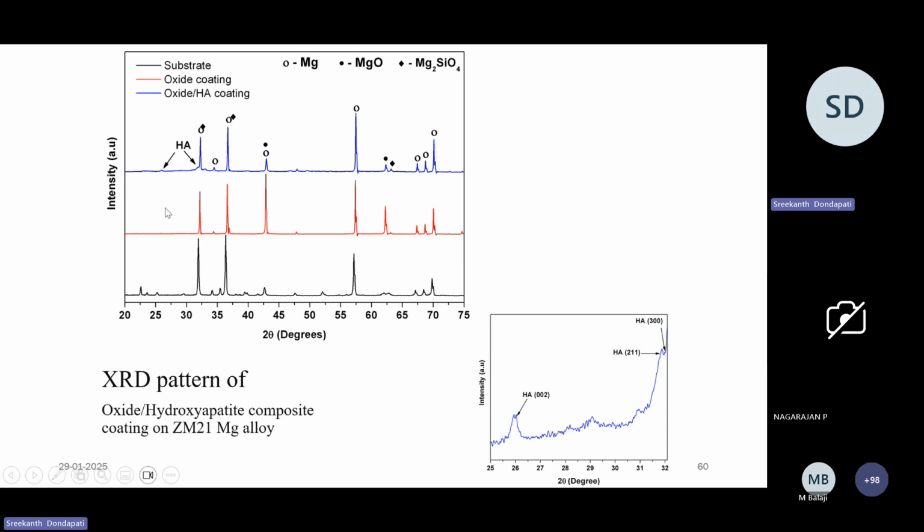After doing this experiment, I checked the XRD, and we found very clearly, you can see in the inset here, an HA peak. So that means HA has successfully come onto the surface of the magnesium oxide. I mean, it got embedded in the magnesium oxide when I tried this on ZM21 using PEO. So successfully, I can say that an oxide and hydroxyapatite composite has been formed.